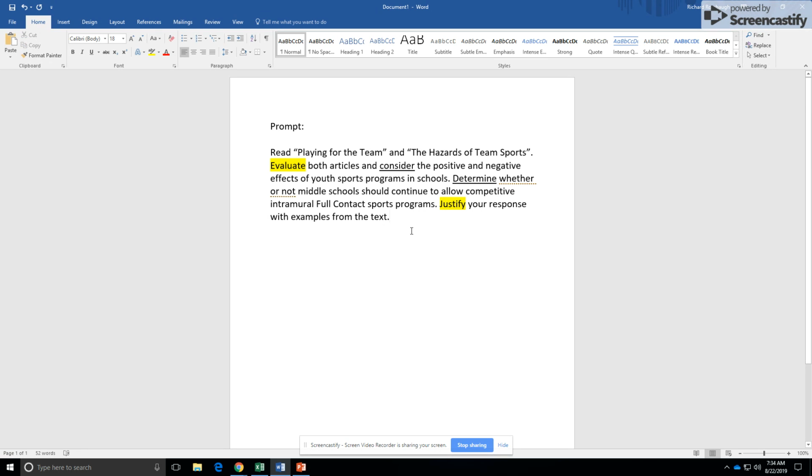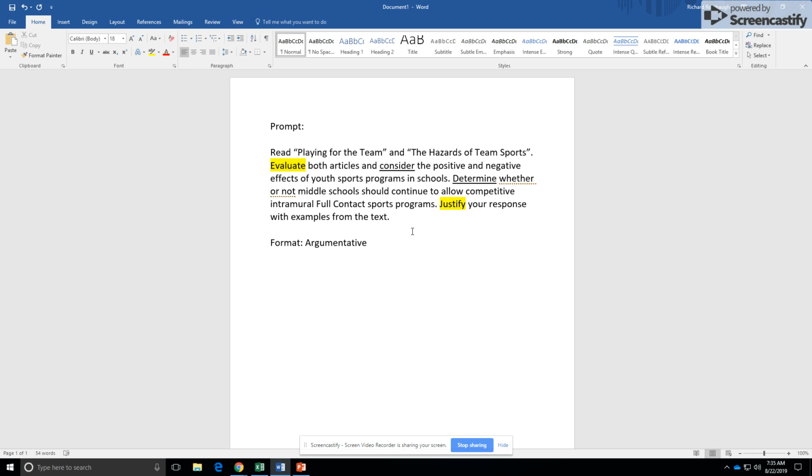Okay, the next thing that I need to do is decide what format it should take, and by that, I'm asking you to tell me whether this is a narrative, an explanatory, or an argumentative. Based on evaluate and justify, I'm going to say this is argumentative.